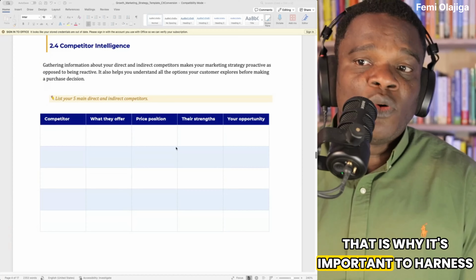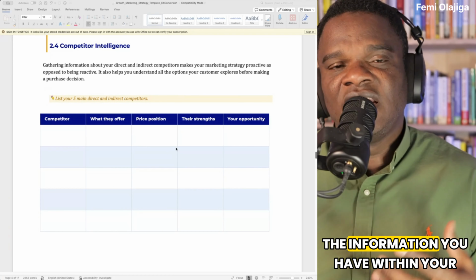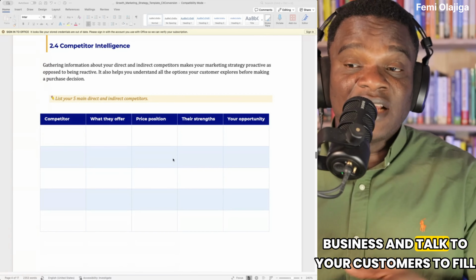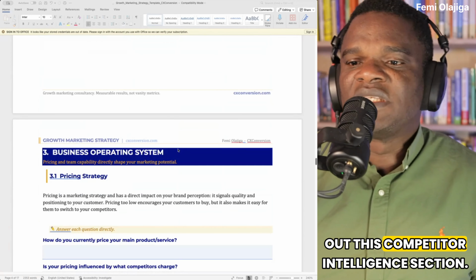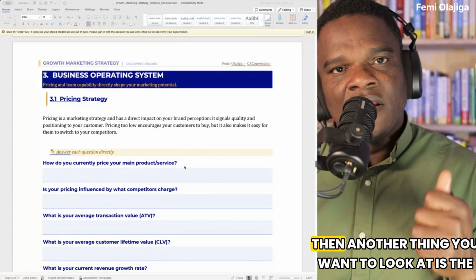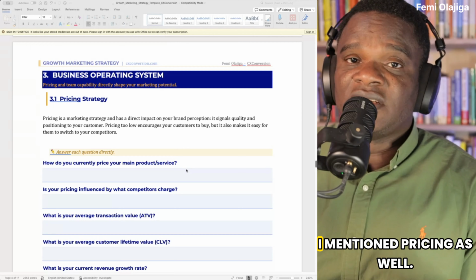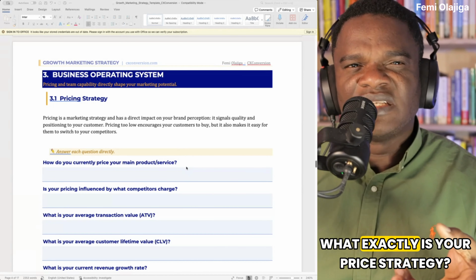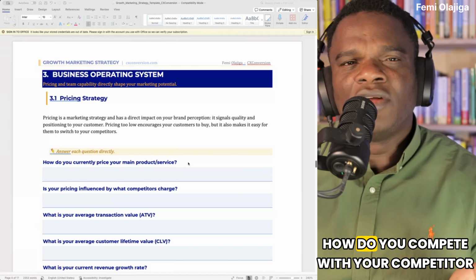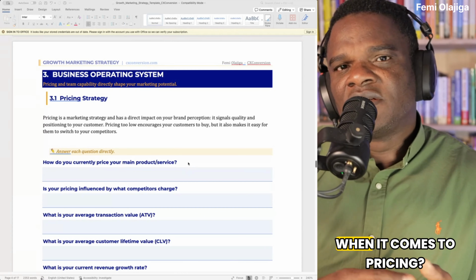That is why it's important to harness the information you have within your business and talk to your customers to fill out this competitor intelligence section. Then another thing you want to look at is the pricing. I mentioned pricing as well. What exactly is your price strategy? How do you compete with your competitor when it comes to pricing?